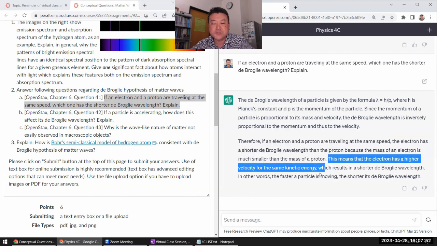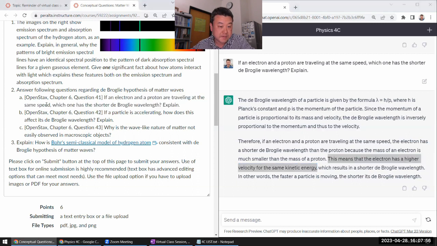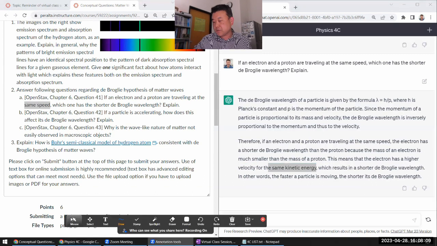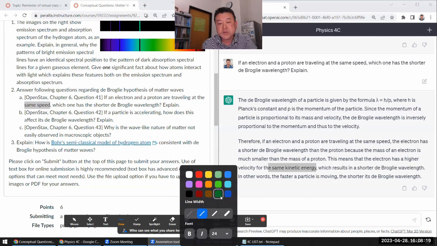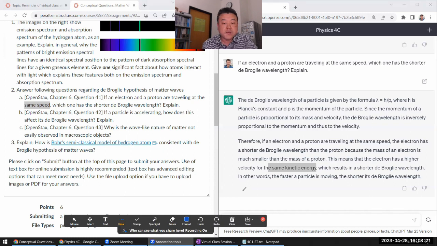I think it misunderstood the question. The question specified that they have the same speed, but it looks like the portion of training text it used is sort of assuming that they have the same kinetic energy. Yeah, in that case, let me just show you the version of the question where ChatGPT could be right. So, one second. This is the version of the question that, if this had been the question, ChatGPT's answer would have been right.